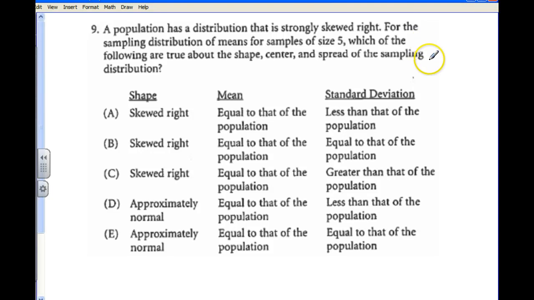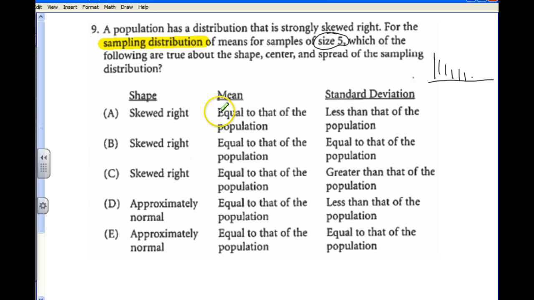Population is strongly skewed right. So we have this big population skewed right here. For the sampling distribution of means with sample size 5. Now remember, 5 is kind of small. With 30 or bigger, the sampling distribution is going to be approaching normal or pretty much normal by that point. 5 is pretty small. So what's true?